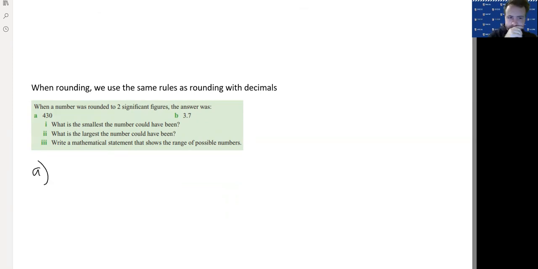So for part A, we need to think about what would round to 430 if we're rounding to 2 significant figures. If we had 425, then that 5 would cause the 2 to round up to 3. And if we had 424 or 424.9 or anything like that, that would round down. So the smallest number that we can get is 425. And then the largest number that we could get is something less than 435. I'll put the less than symbol there, because if it were equal to 435, it would round up to 440.